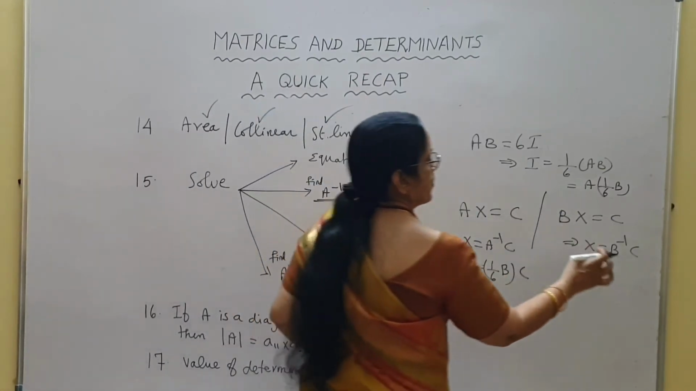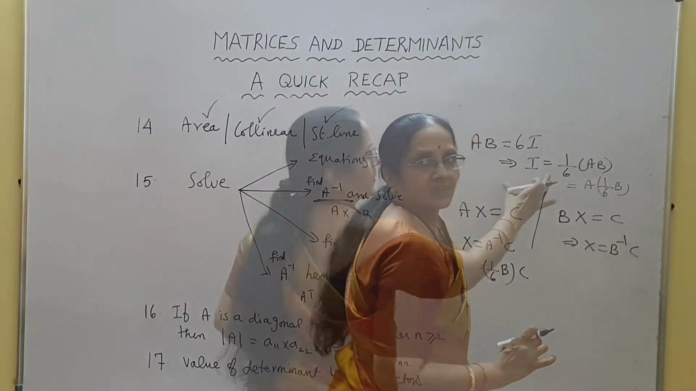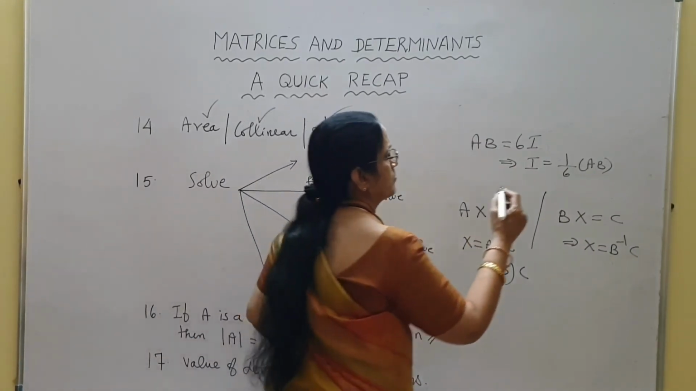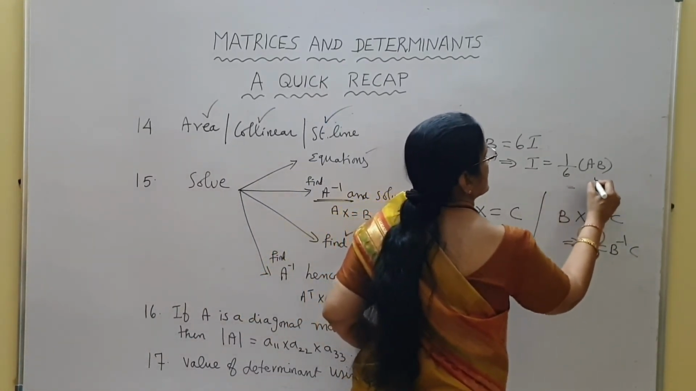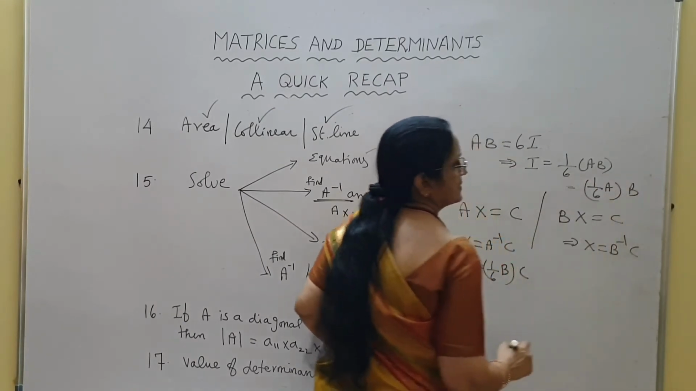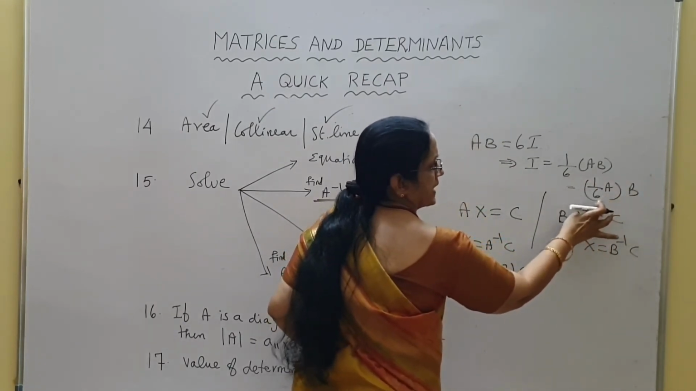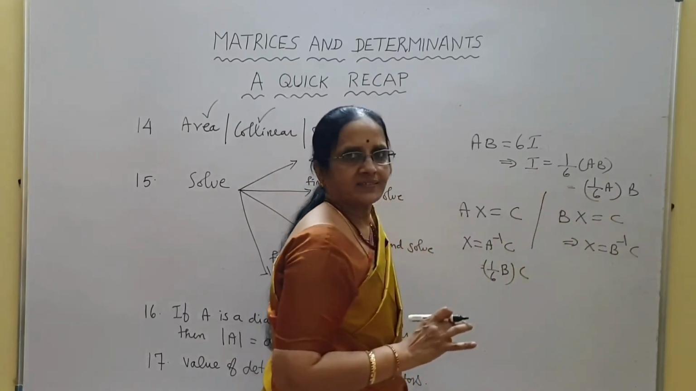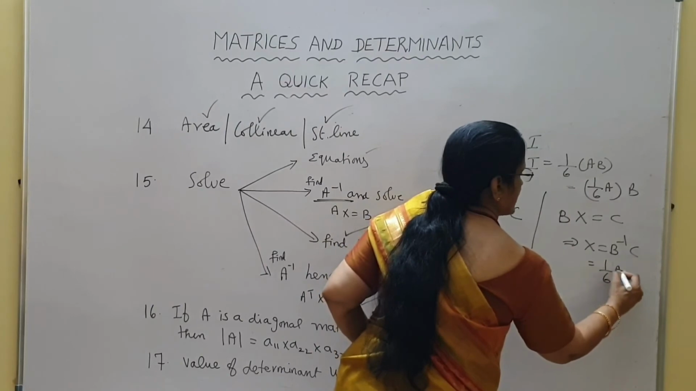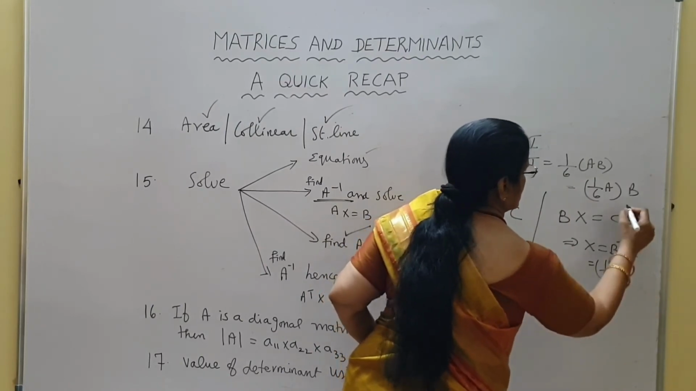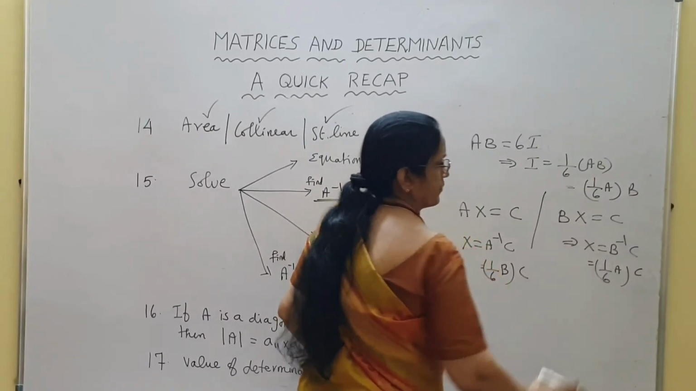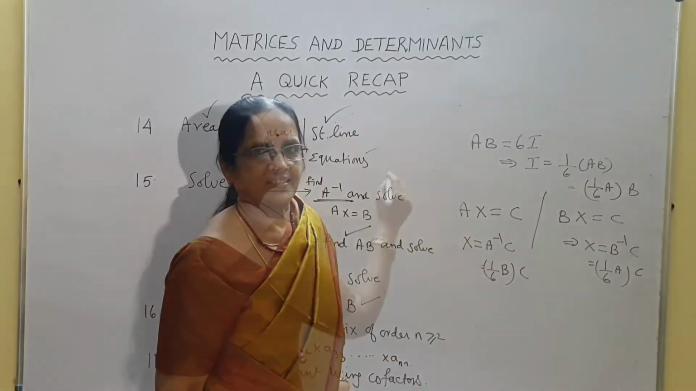Suppose you want B inverse. From the product you have to find out B inverse. So how will you go about this? I can write it as 1 by 6 of A into B. So B into B inverse will give me I. So here it is going to be 1 by 6 of the matrix A into C. Then it is easy for you to find the value for X, Y, Z.